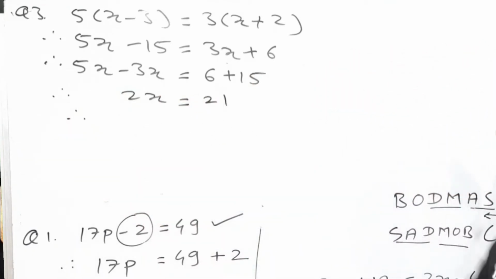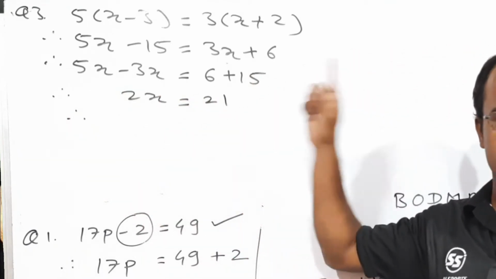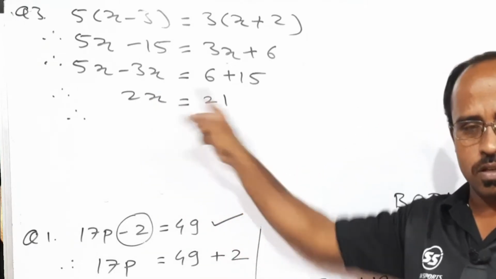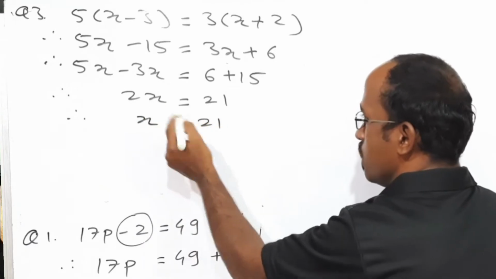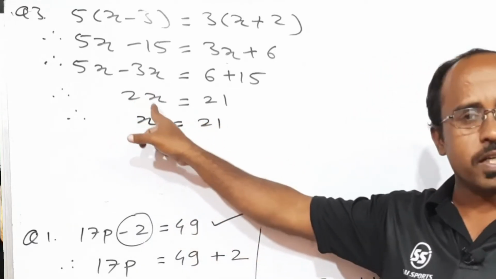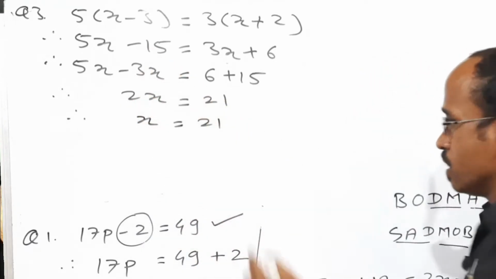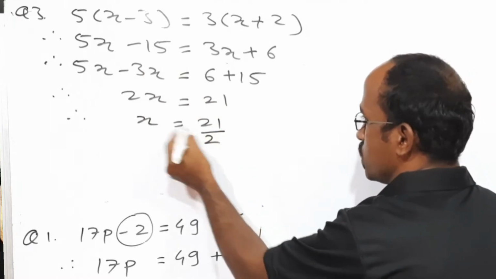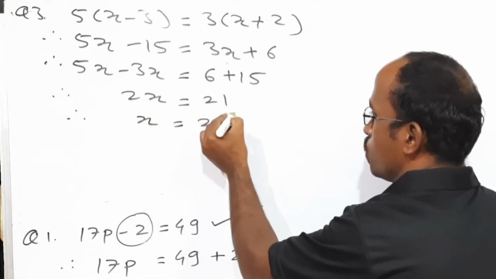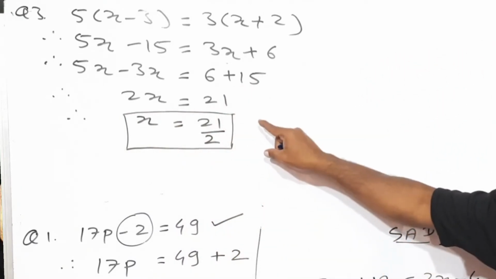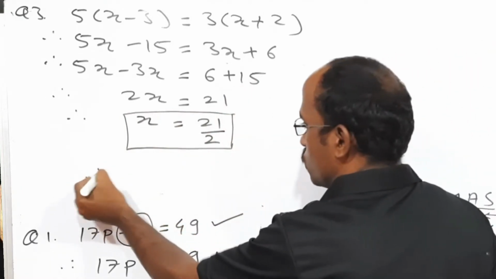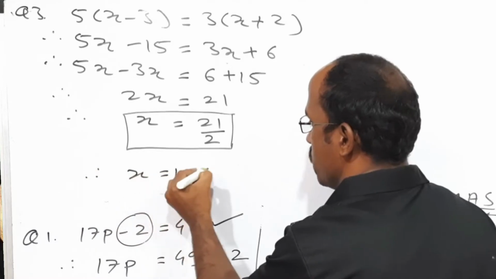Therefore, 2x is equal to 21, but we want the value of x. So we can keep x alone. This 2 is multiplying to x. After changing side, it will divide 21. So x is equal to 21 upon 2. And if you want the answer in decimal, you can write x is equal to 10.5.